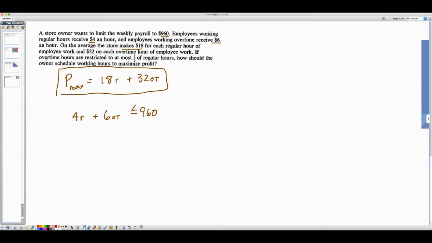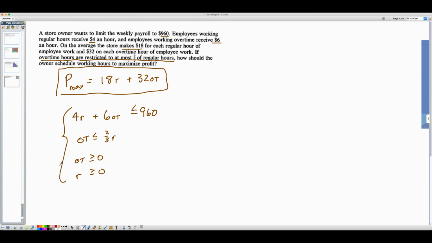And it also says that our overtime hours are restricted to at most 2/3 of the regular time. So overtime has to be less than or equal to 2/3 of the regular time. These are my constraints. Oh, also, I can't have negative overtime. I can have 0, but I can't have less than 0. So overtime has got to be greater than or equal to 0, and my regular hours have to be greater than or equal to 0. So here I have 4 constraints, and I'm going to substitute those in.